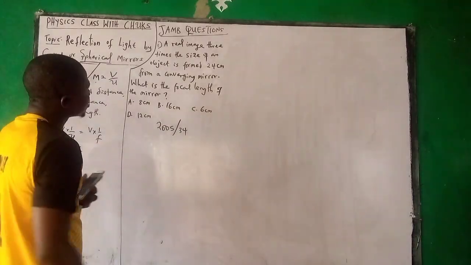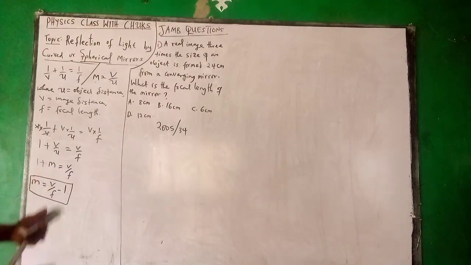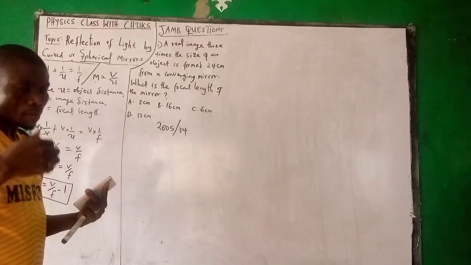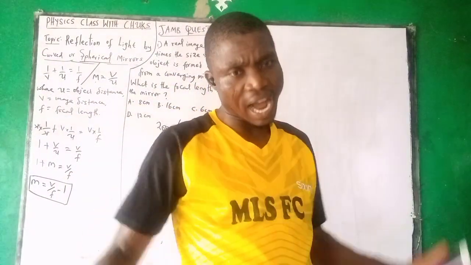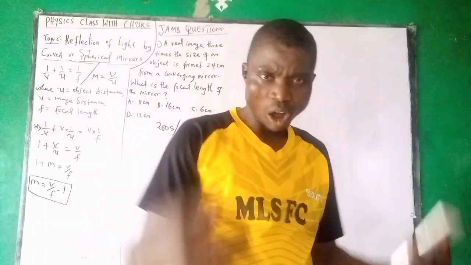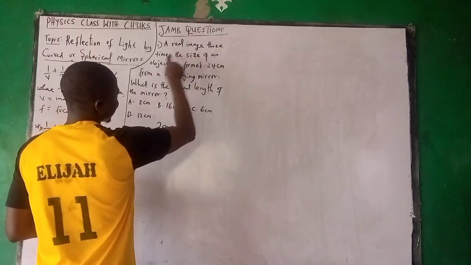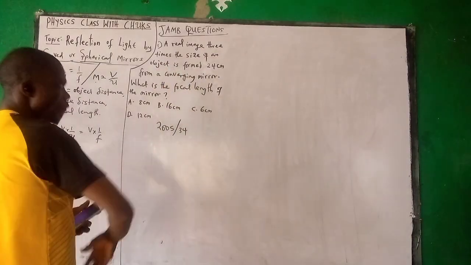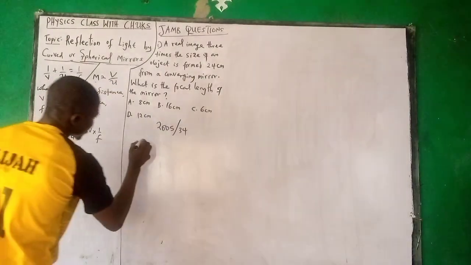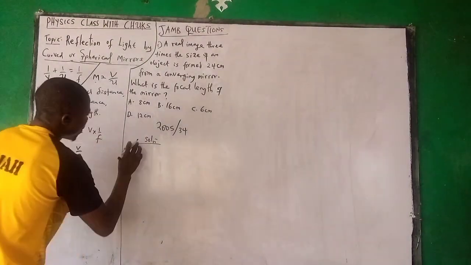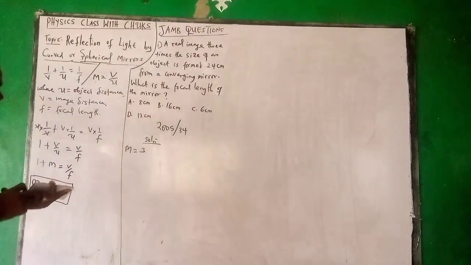Now, this is the question that was asked in the year 2005. Question number 34. It says, a real image 3 times the size of an object. Now, I defined magnification to you as the number of times an image is bigger or larger than an object. Which means, if they say an image 3 times the size of an object, it means they have given magnification. So, solution. Let's solve this question. My M is given, and it's 3.